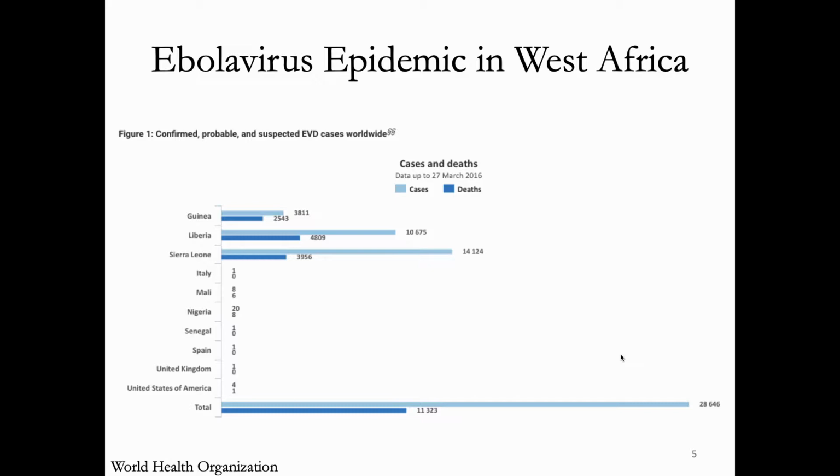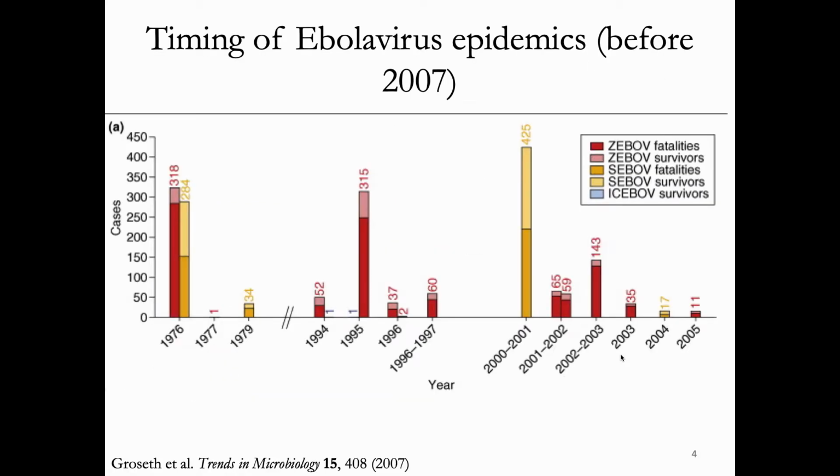This number, the number of deaths, is 11,323. The number of total cases is 28,646. So notice that 28,000 and that 11,000, and compare for a second to the numbers that you saw in all of these previous epidemics. That recent epidemic was much, much, much larger than all epidemics before that.